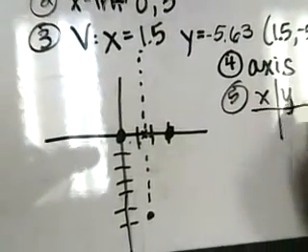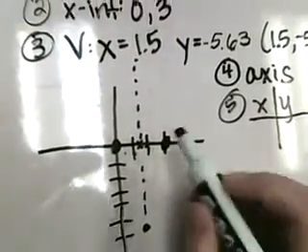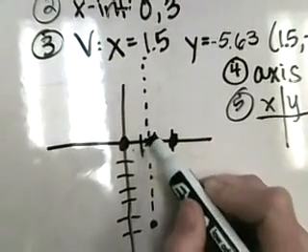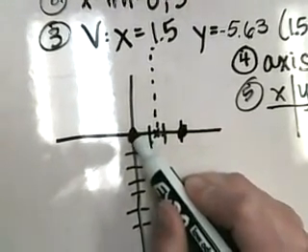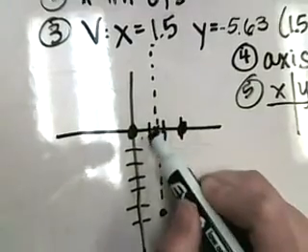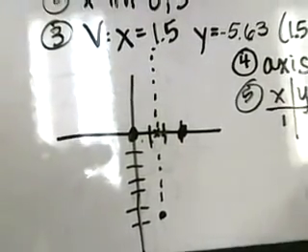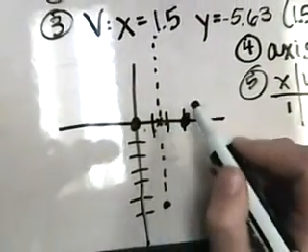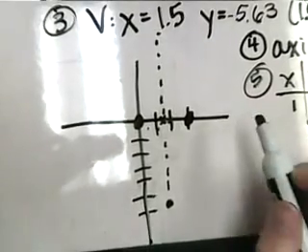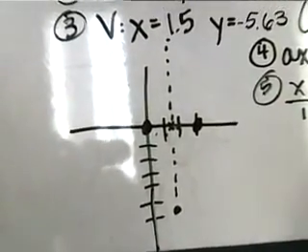Remember, for intercept form, I only need one other point. So I don't have a lot of options for this one because I try to pick one between the x-intercept and my axis of symmetry. So I'm going to pick 1. It doesn't matter. You could have picked 2. You could have picked a decimal. You could have picked something out here. I try to keep it as close as possible.